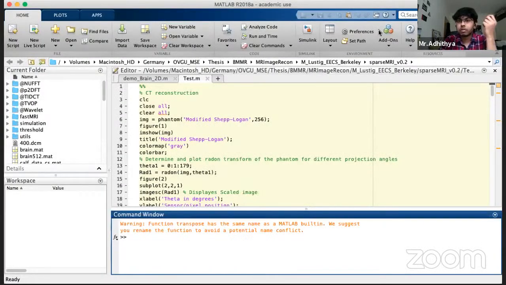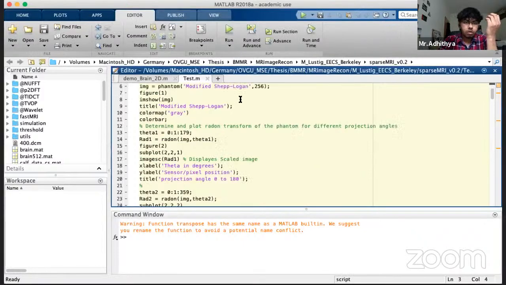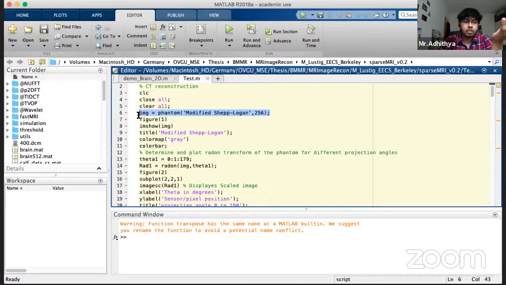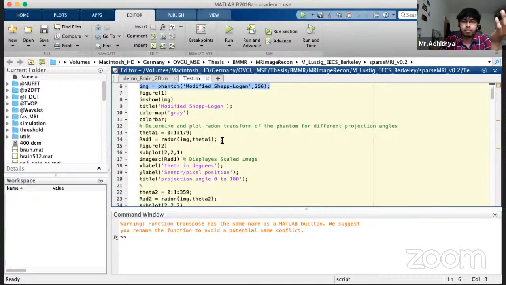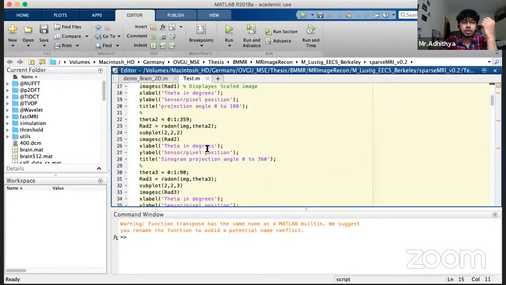I hope you can see my screen. So this is how you basically create it. I will not go line by line, but just to give you an idea. You can use MATLAB in order to create a phantom, and you can use these phantoms to perform various operations. For example, you could do a radon transformation in order to get a sinogram of the object. And sinograms are how CT data are collected.